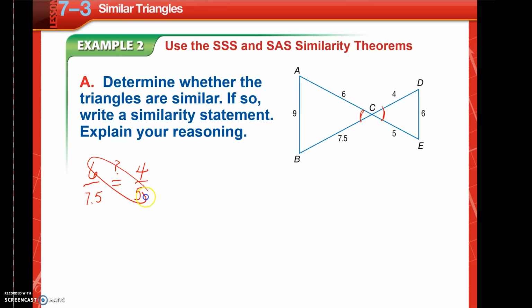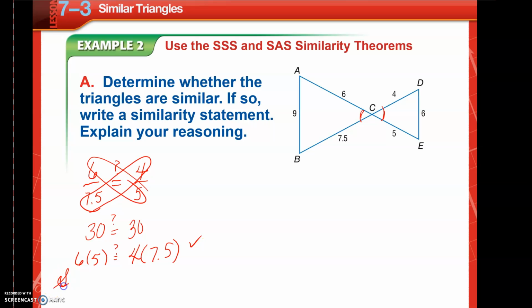And then we can cross multiply to check that. So does 30 equal 30? Because 4 times... I should have written that out. Let's say I did 6 times 5, checking to see if it equals 4 times 7.5. And they do. So since they are, these are similar by side, angle, side similarity. That's our explanation.